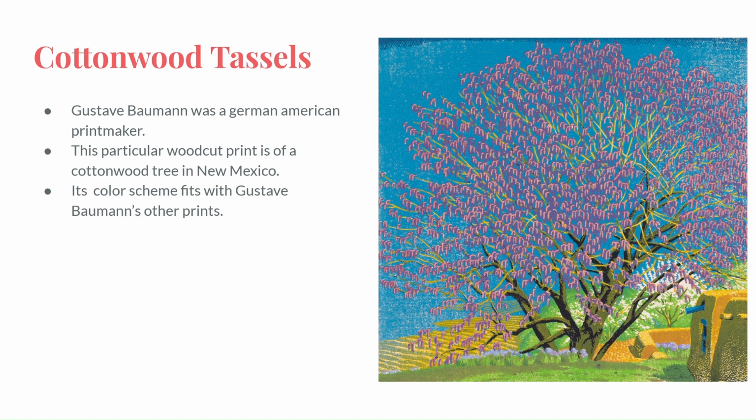Anyways, this particular woodcut is of a cottonwood tree, New Mexico. A lot of his works are on New Mexican landscapes, including New Mexican architecture. His color scheme tends to be very warm, using a lot of yellows and oranges. He also uses this lovely green that we see here with this blue. The purple is, as far as I could see, pretty unique to this woodcut.